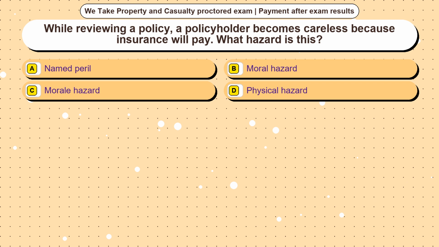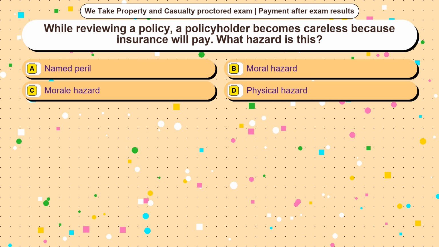Question 24. While reviewing, a policyholder becomes careless because insurance will pay. What hazard is this? Option A. Named peril. Option B. Moral hazard. Option C. A morale hazard. Option D. A physical hazard. The correct answer is option C.